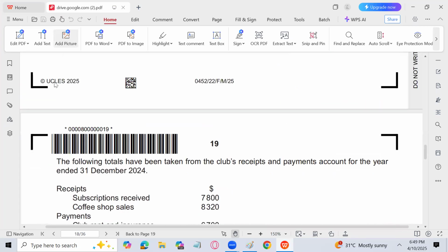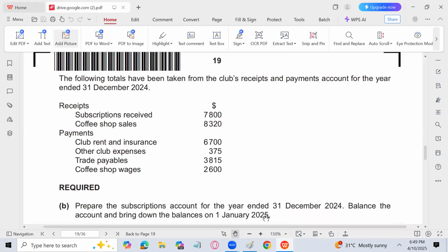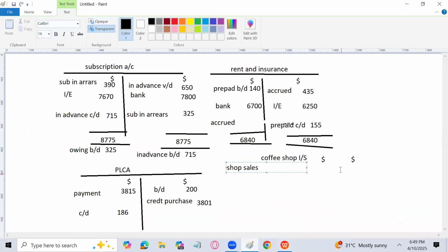Where is the shop sales? Here it is. Coffee shop sales is 8320. So I will write here 8320 less cost of sales. You can also write cost of coffee shop or you can write cost of sales. It's the same thing. We'll go with the opening inventory. Add purchases, which we have calculated for the same reason, and less closing inventory.